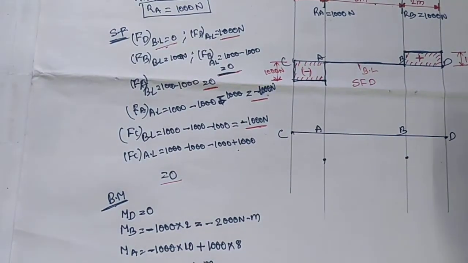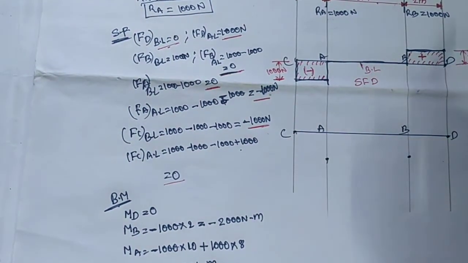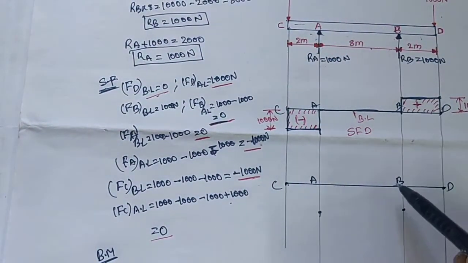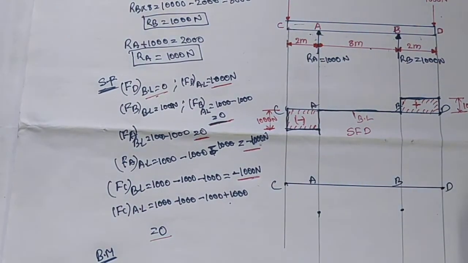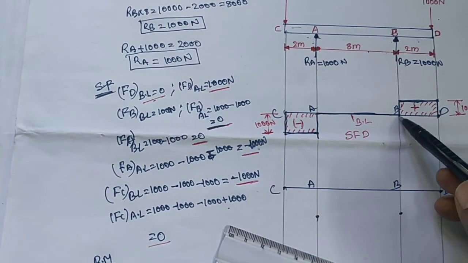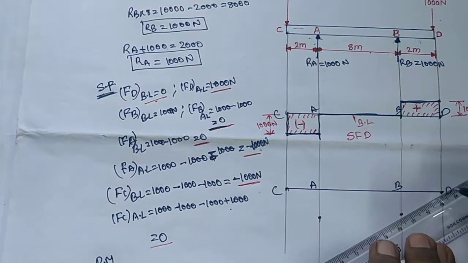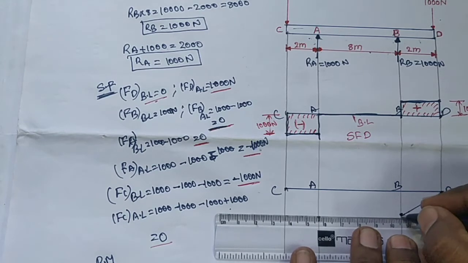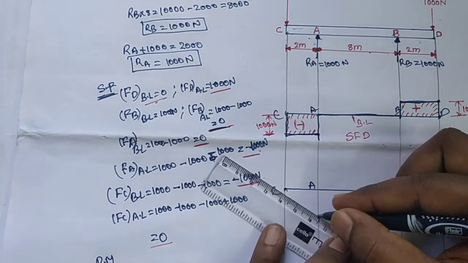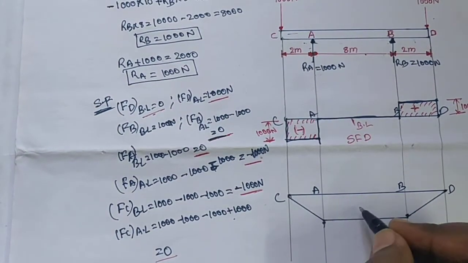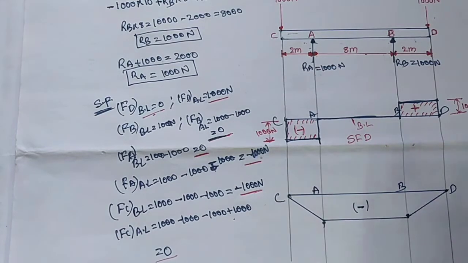Here, from A to B there is no shear force, so the bending moment is constant. That is the maximum bending moment, at points A and B, because where the shear force is 0, the bending moment is maximum. This is the shear force and bending moment diagram. The values are negative because it is hogging type.